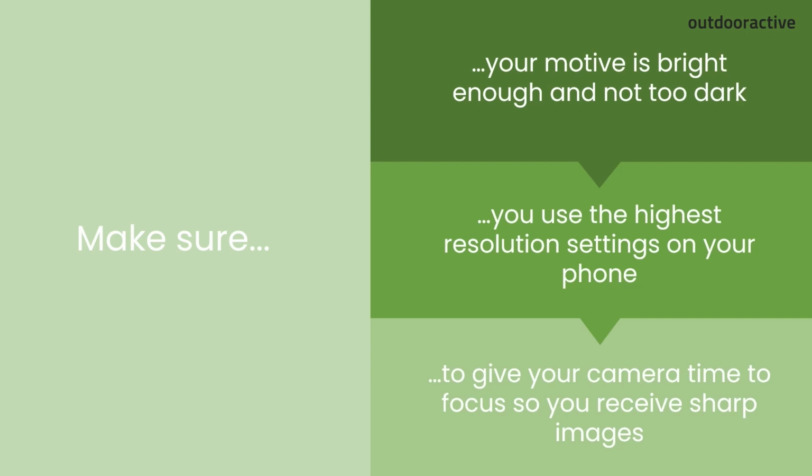Finally, make sure that you give your phone camera enough time to focus, especially when there is both something in the foreground and background. Tapping on your screen onto the object you want to have in focus usually does the trick and results in nice, sharp images.